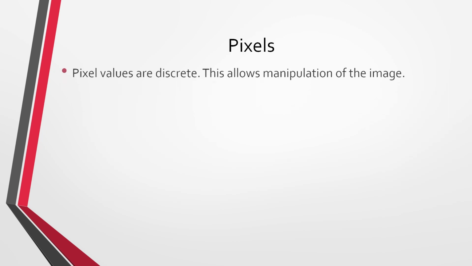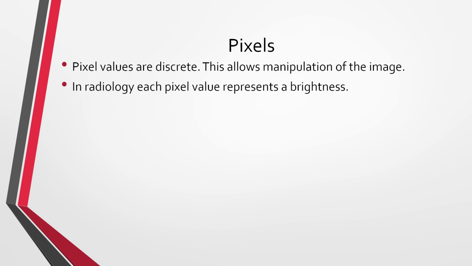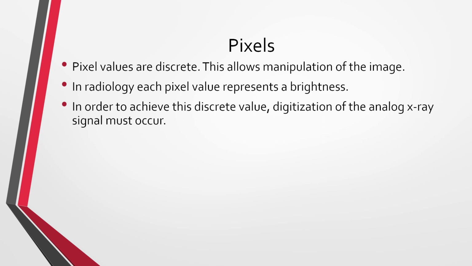We'll go ahead and continue to talk about pixels. Pixel values are discrete. This allows manipulation of the image. In radiology, each pixel value represents a brightness. So for a colored image, we need 3 different values. We need the red, the blue, and the green, as we discussed earlier with the purple. In radiology, we only need 1 value. That value is going to relate to the brightness of that cell. We can perceive it as a white, some range of gray, or a black, and that's only as we perceive it, the brightness level in the cells.